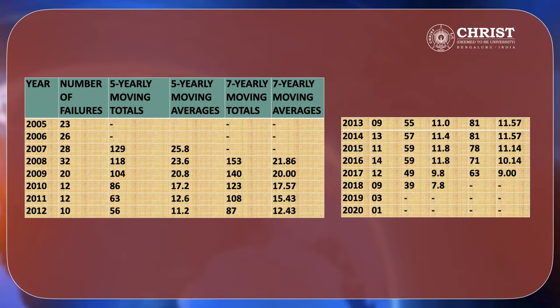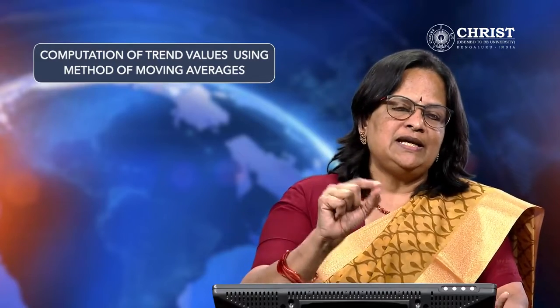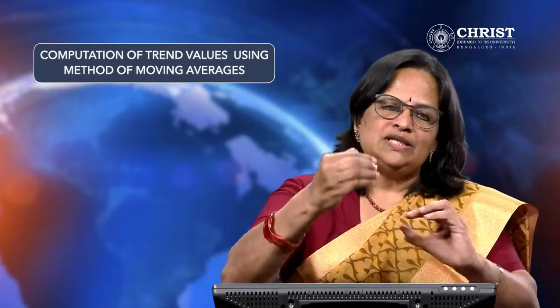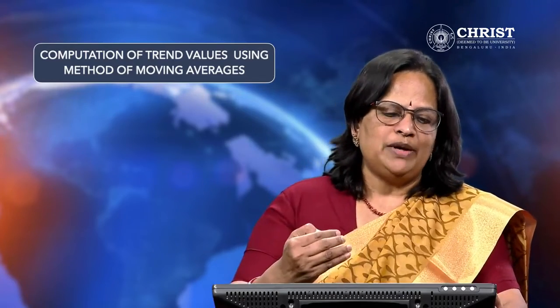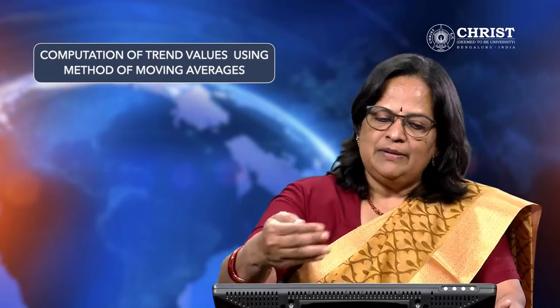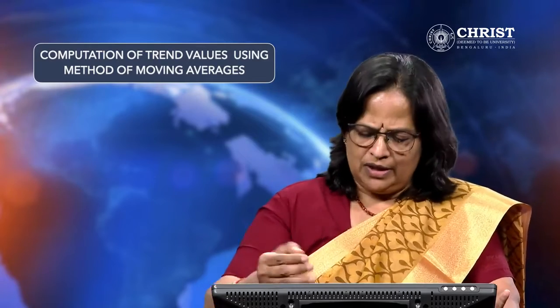When you are calculating the next value for the 5-yearly moving total, the 2005 value you have to skip. Then you take the total from 2006, 7, 8, 9 and 10. This is how we are taking all the variations into account. We have learned that 4 types of variations are there: trend, seasonal, cyclical, irregular, and all of these can affect the values. That is why we try to accommodate all the possible changes. So the first value you leave, then you calculate the next 5. For 7-yearly, the first value we leave, then the next 7 you take. Like that you will do the computation.